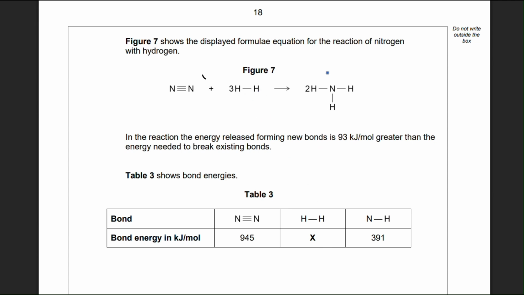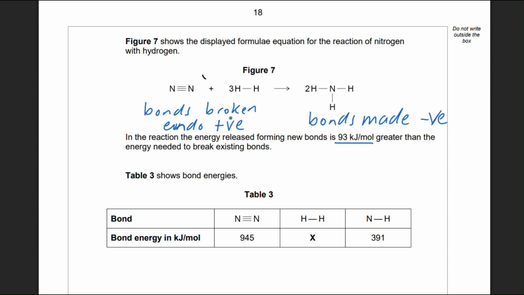Okay, so the first thing it tells you here is that the enthalpy change, the energy released forming new bonds, is greater than the energy needed to break bonds. Now, one thing you need to remember: the bonds on this side are the bonds which are made. So bond making is a negative process. It's an exothermic process. Here are the bonds which are broken, and this is an endothermic process because you need to absorb energy to break bonds. So it's going to be positive. So that's the first thing you have to remember.